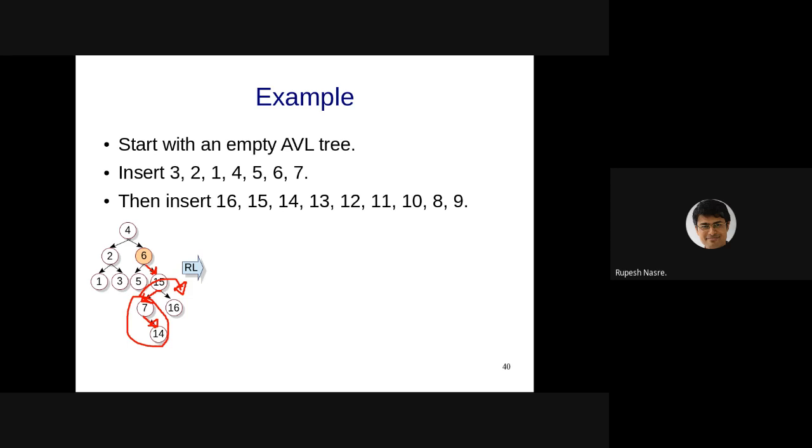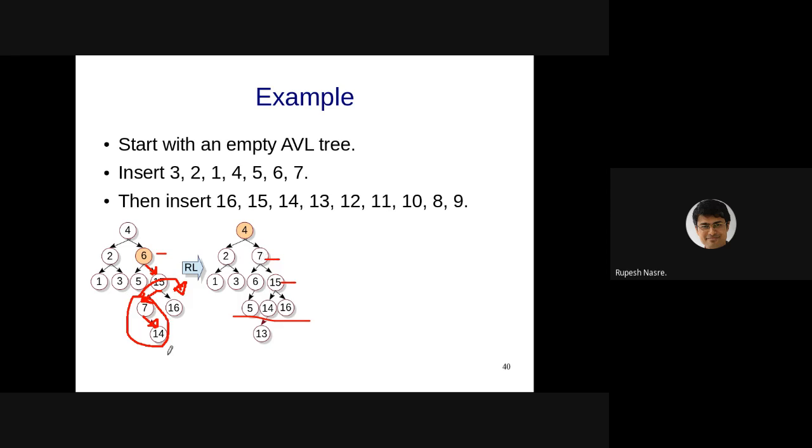Once we have that, then essentially we are again doing 6, 7 and 15 in the same RR order, and therefore we can perform a left rotation so that 6 goes down and becomes the left child of 7. I'll just show that here. Ignore this 13 for now, just look at this part of the tree. I'm not showing the intermediate part, but in the intermediate part, 6 was the root of the subtree, 7 was its right child, and 15 was the right child of 7.